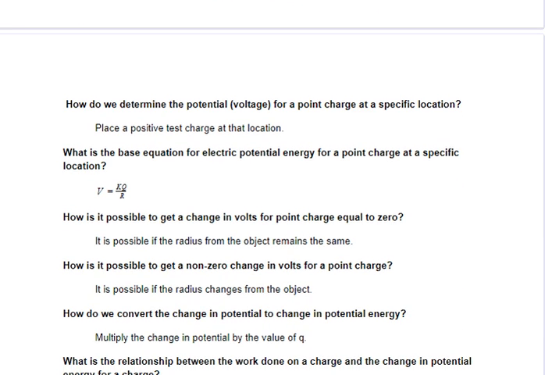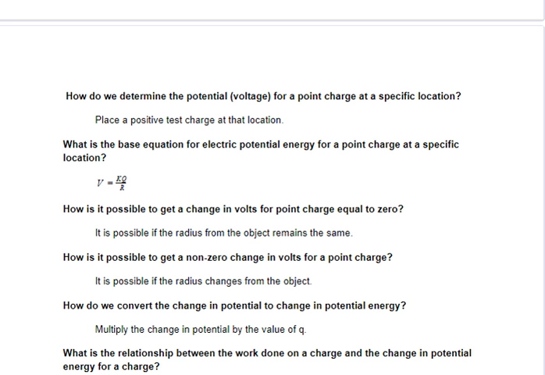How do we determine the potential or voltage for a point charge at a specific location? Again, we put a positive test charge at that location, and then we use the equation volts equals kq over r. Very similar to our electric field, except this one's not a vector. And we did the integral to get the equation voltage equals kq over r.